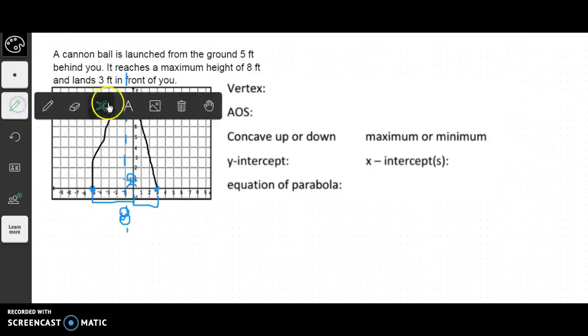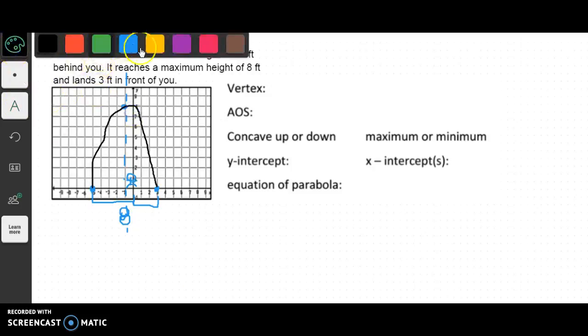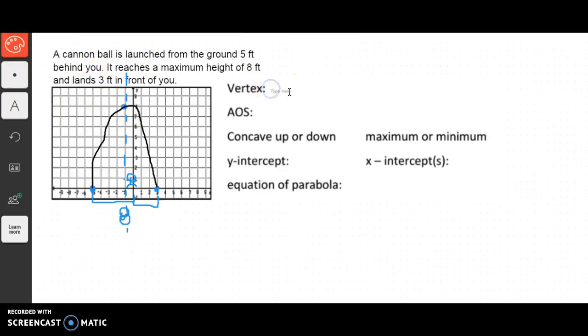Okay, so let's fill in some of this information that we now know. Okay, so our vertex is, let me type a little bit bigger for you. Our vertex is at -1, and it reached a maximum height of 8. And again, we found this -1 by knowing that our intercepts are at -5 and 3. And so the distance apart is 8, which means the middle has to be 4 away, and so we counted 4. Our axis of symmetry is always x equals, and it's the number where your vertex goes through.